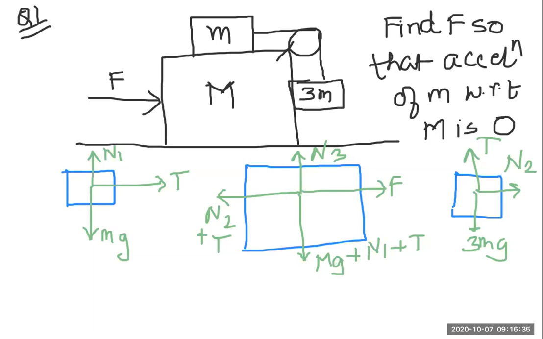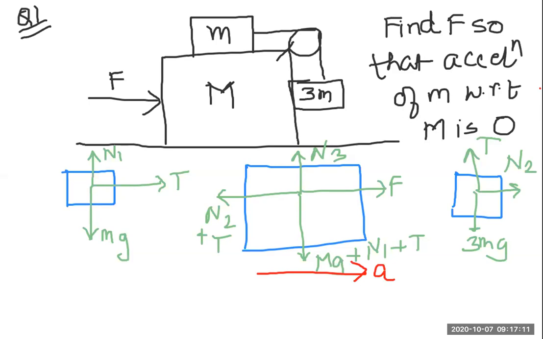So we have the FBDs drawn. Now what should I do? Okay, now I ask myself about the accelerations. And if I look at capital M, because it is in contact with the floor, it is guaranteed that the acceleration of capital M must be horizontal. So I will assume that the acceleration of capital M is A.